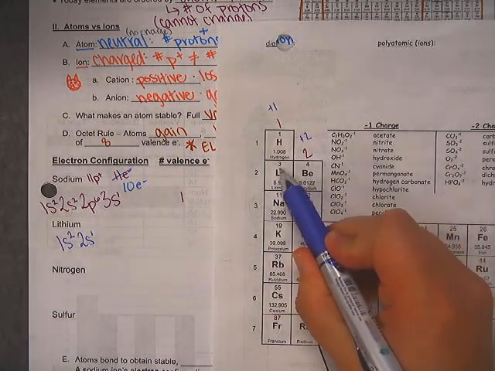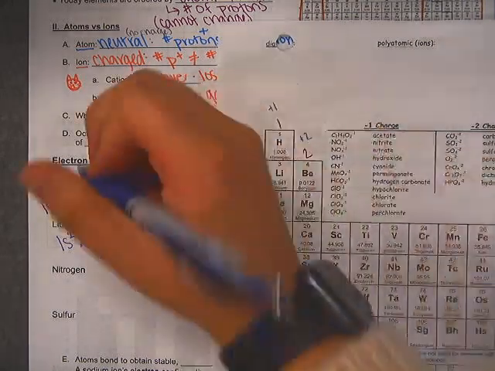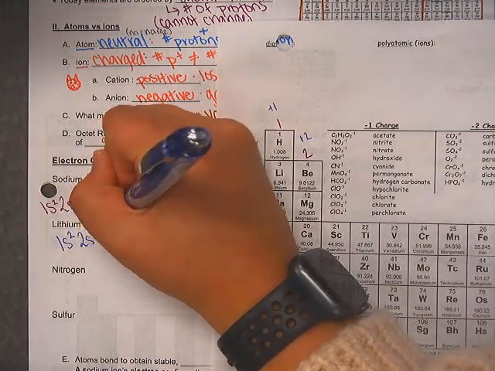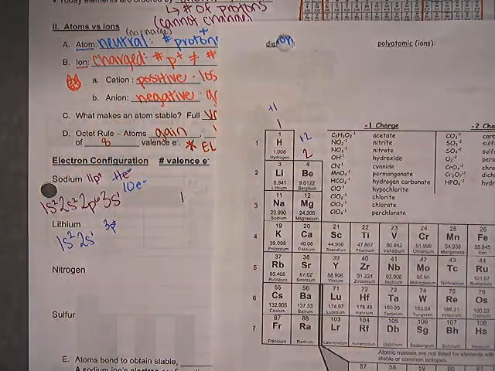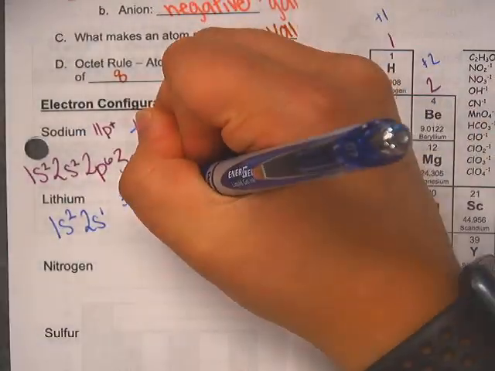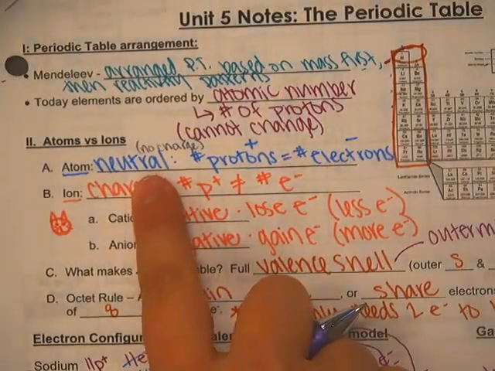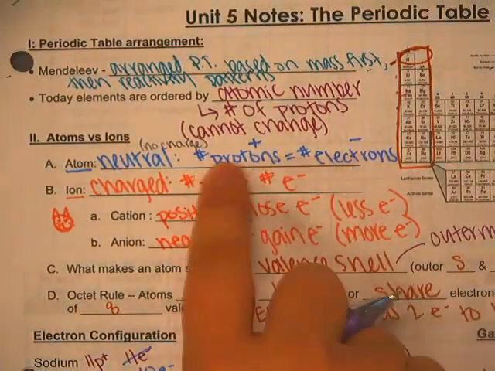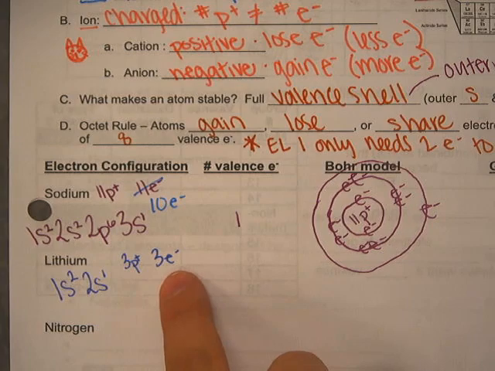Lithium has 3 protons since it's atomic number 3. So I'm going to write 3 protons right here. And as an atom, lithium would also have 3 electrons. So as a reminder, when it's an atom, that means that it's neutral, so your protons will equal your electrons. That is what that means.